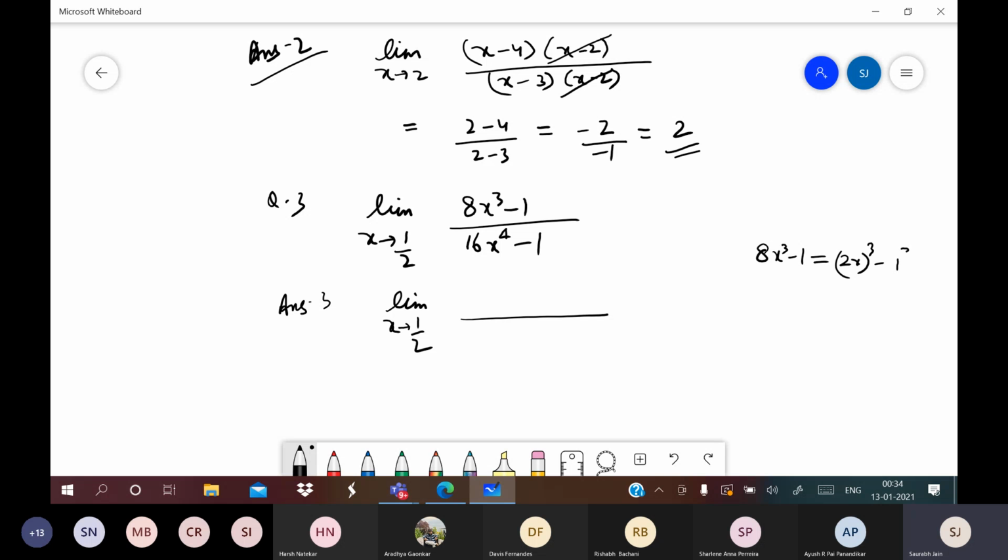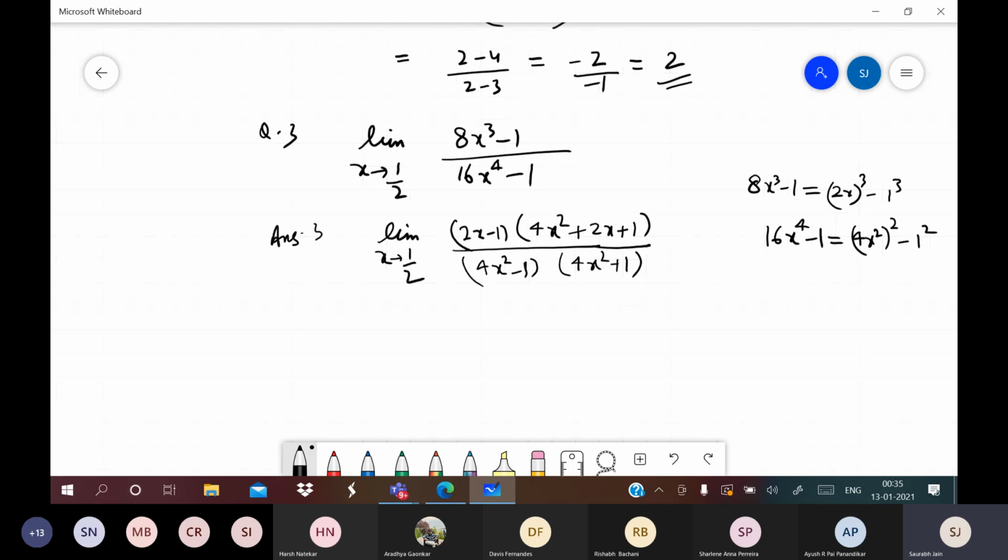Use a cube minus b cube, no? 8x cube is (2x) whole cube and 1 is 1 cube. So a cube minus b cube will be (a minus b)(a square plus ab plus b square). Okay. Now this 16x to the power 4 minus 1, you can write it as (4x square) whole square minus 1 square. Okay. Use a square minus b square, that is (a minus b)(a plus b).